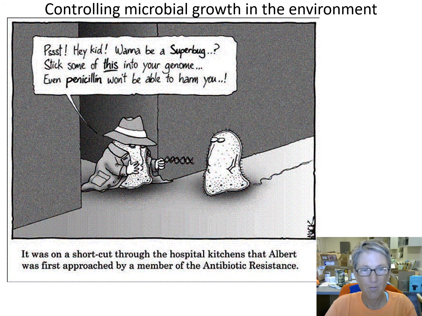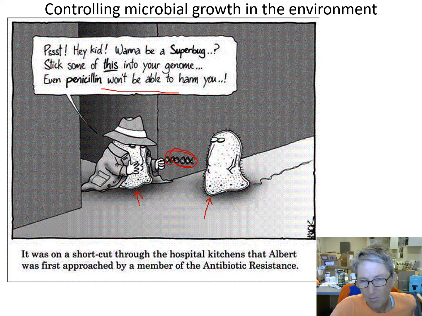And I've shown this cartoon before. So here's one bacteria. He's got a piece of DNA. Here's a second bacteria. And he says, hey kid, want to be a superbug? Stick some of this DNA into your genome. Even penicillin won't be able to harm you. So this bacteria gives this bacteria a piece of DNA that will allow this guy to resist penicillin. So what it could be is this piece of DNA could code for a protein that is a pump that will pump the penicillin out of the bacteria, for example.